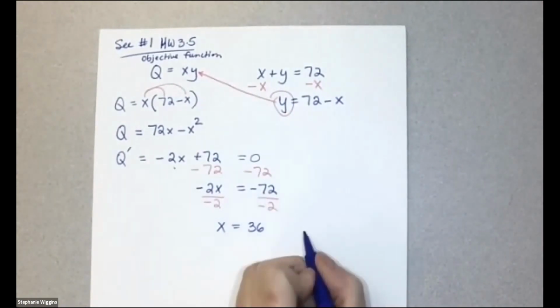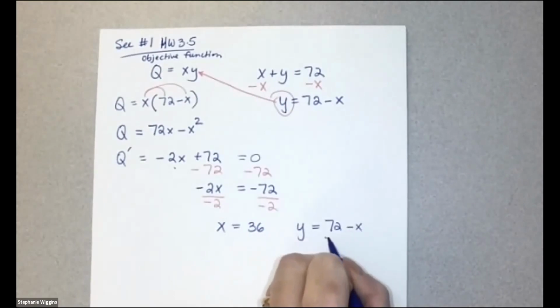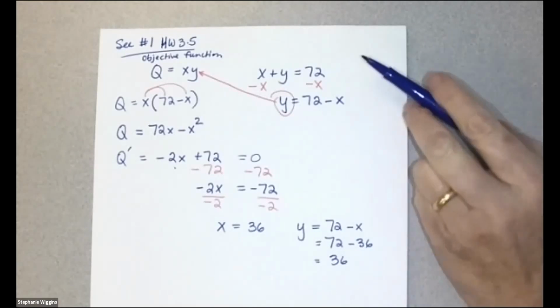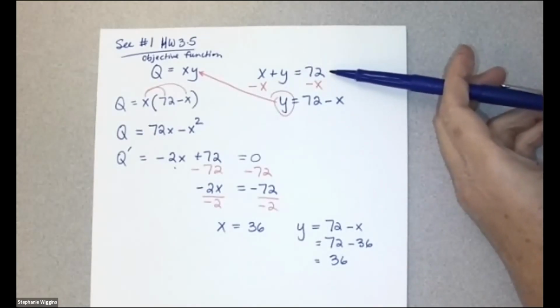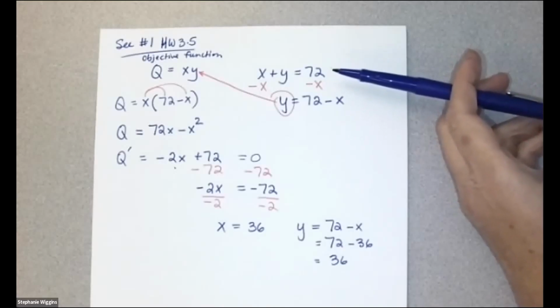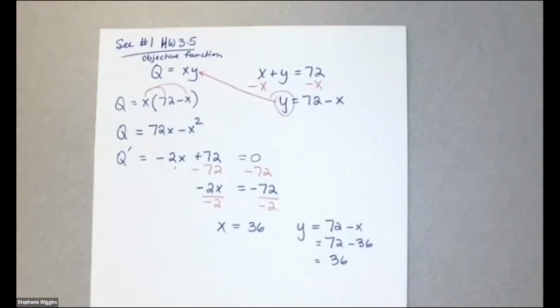And if x equals 36, y equals 72 minus x, which is 72 minus 36, which is also 36. So if you want to maximize a product, the two numbers have to be the same value. And the constraint tells you what the sum of the two numbers is. So in order to maximize the product, the two numbers have to be equal. Okay.